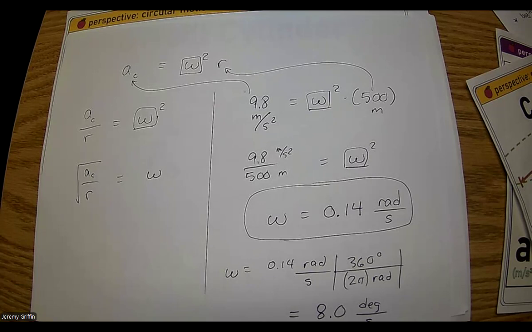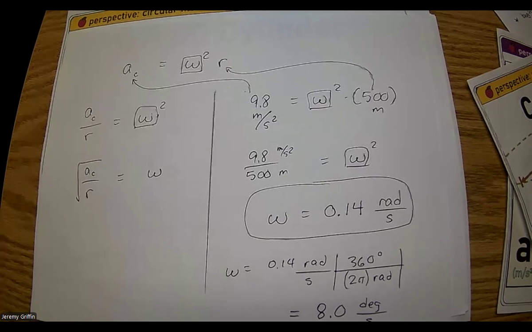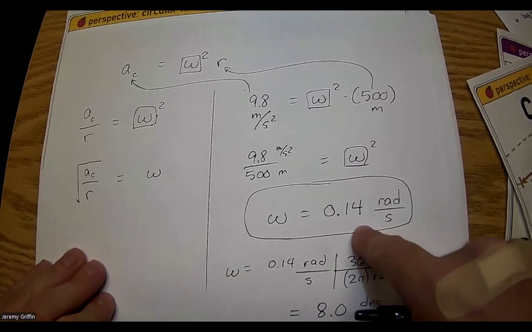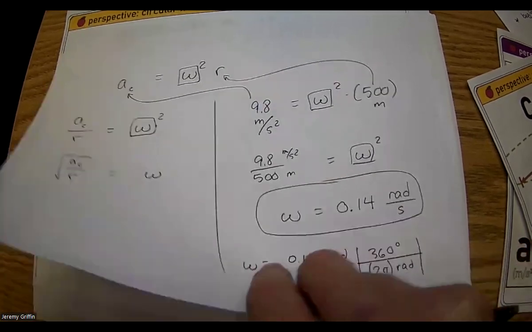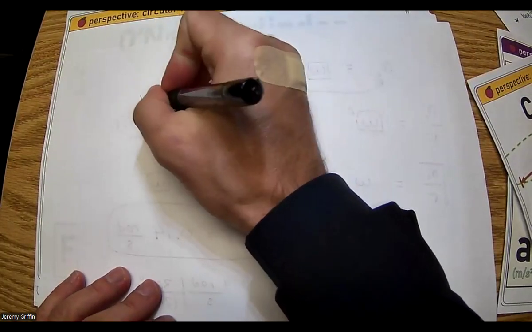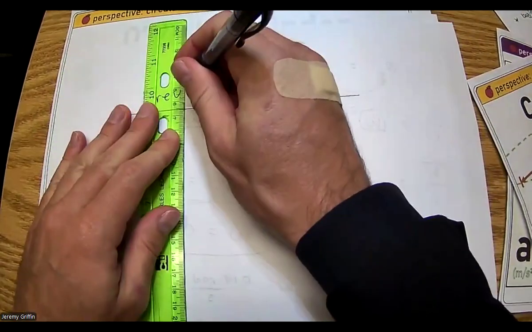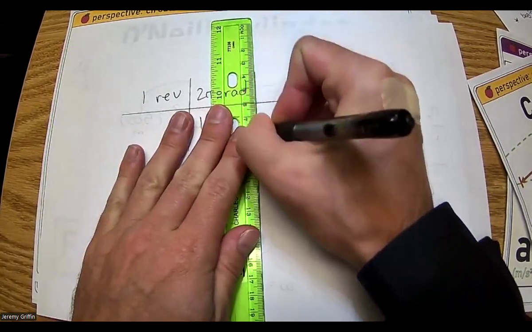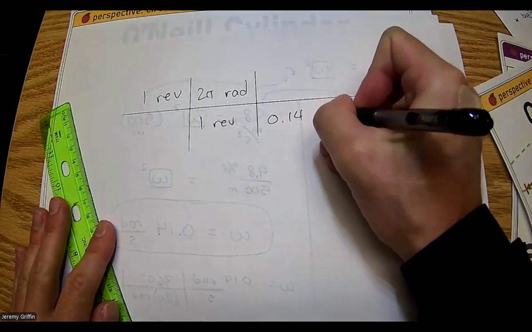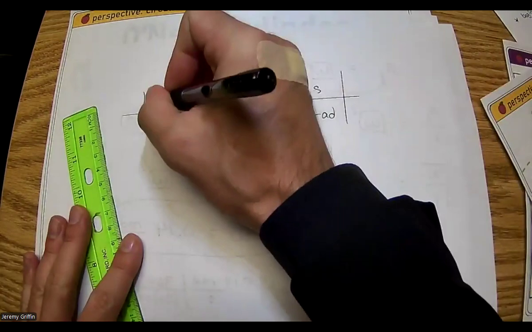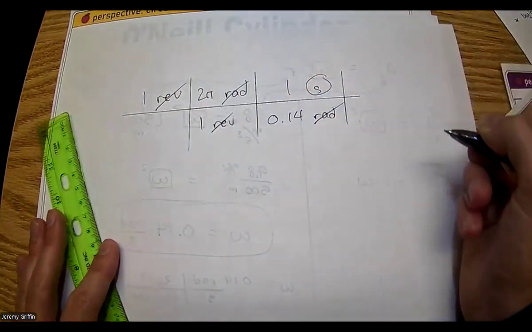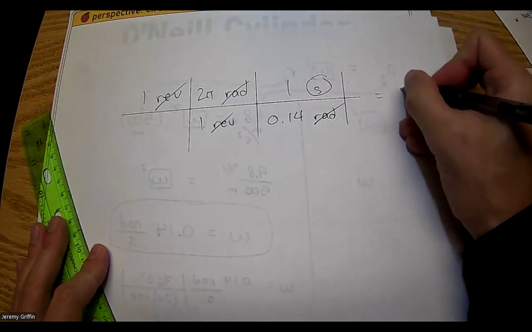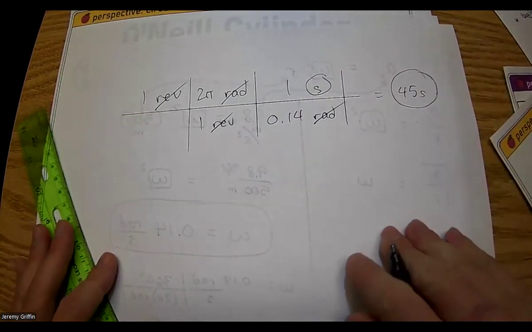Does anybody know how long it takes for this to make one revolution? 45 seconds? Think Hector got it. So guys, here's how fast it's spinning: 0.14 radians per second. One revolution is how many radians? 2 pi radians. And this is turning 0.14 radians every 1 second. How many seconds? Multiply across the top, divide across the bottom. You should get 45 seconds.